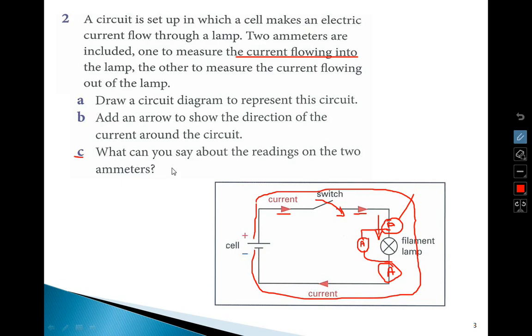C, what can you say about the readings or two values on the two ammeters? We can say that the current is the same. It just comes from this part and goes out from this part. If we have, for example, 10 ampere here, we will have the same value here, 10 ampere. So the two readings on the two ammeters are the same.